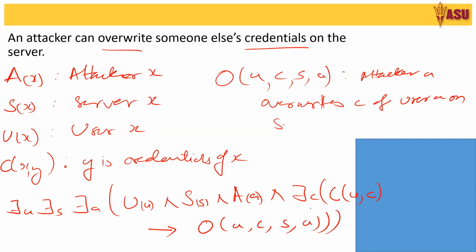Again, repeating how this has been written: we have a user U on server S and an attacker A. User U has credentials C. Then there is an attacker A who can override the credentials on the server. This is the above English statement.